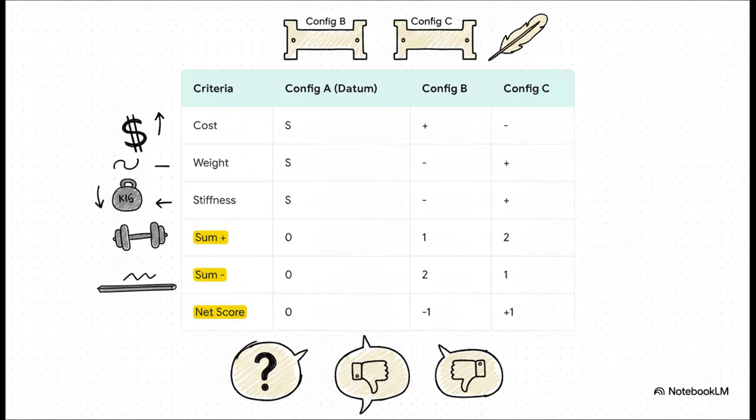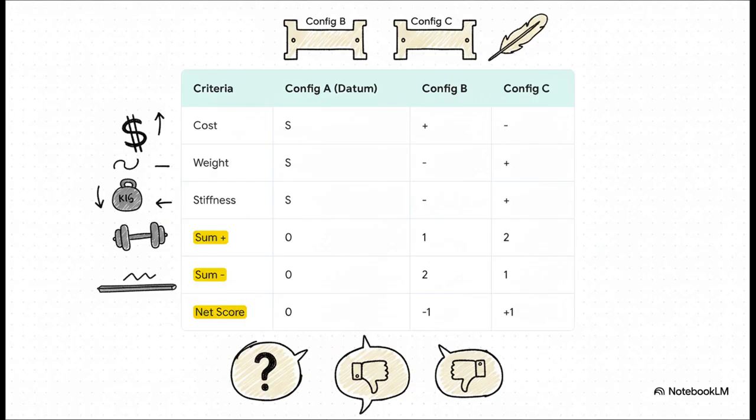Is it better on cost? Let's say yes, so it gets a plus. But maybe it's heavier and not as stiff, so that's 2 minuses. Then we look at config C. It's more expensive, that's a minus, but it's lighter and stiffer, so 2 pluses. You add it all up, and it looks like C comes out on top.